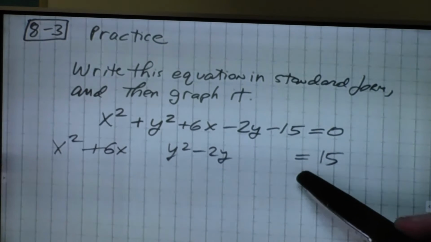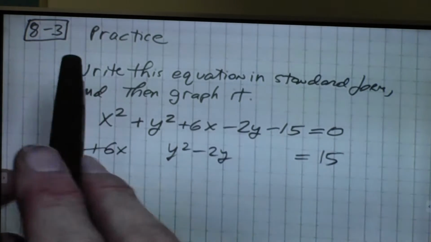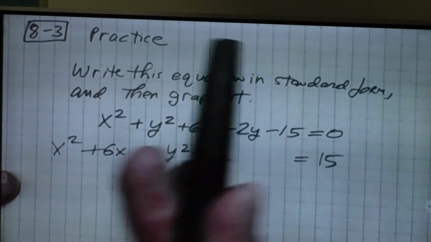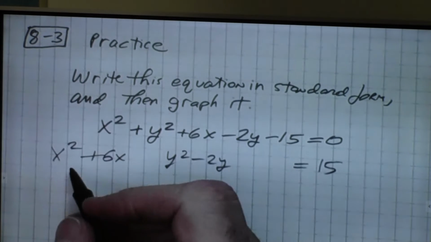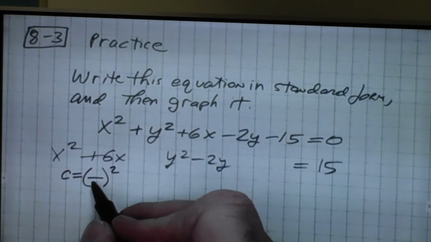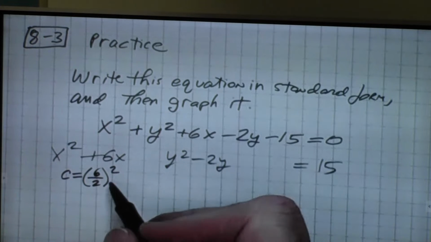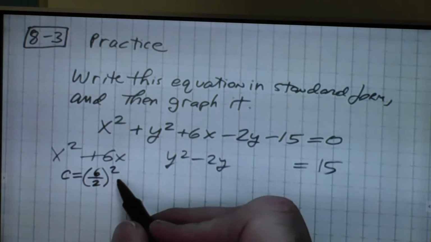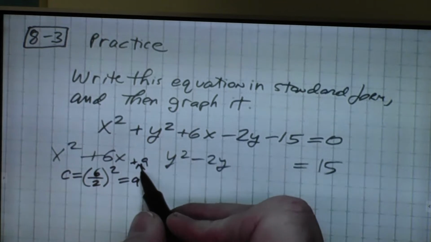This is the way you're going to do the standard form for 8.3 and 8.4 and 8.5. So it's different from the parabola. Let me show you how. This part is the same. C is equal to something over 2 squared. That B. Put it in here. 6 over 2 is 3. 3 squared is 9. So I'm going to do plus 9 here.